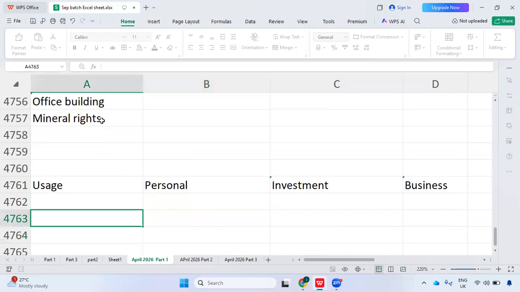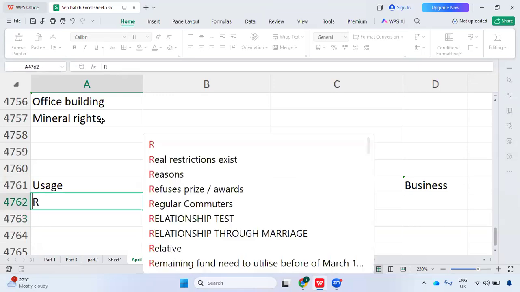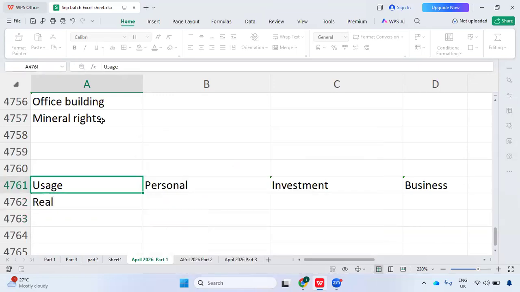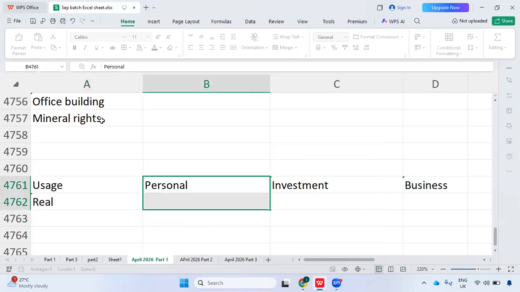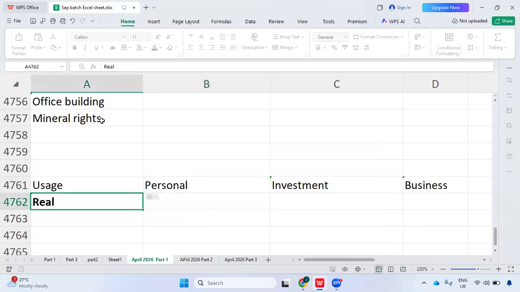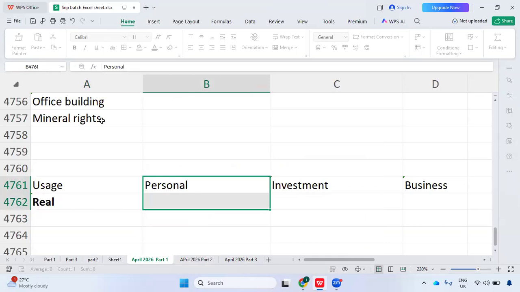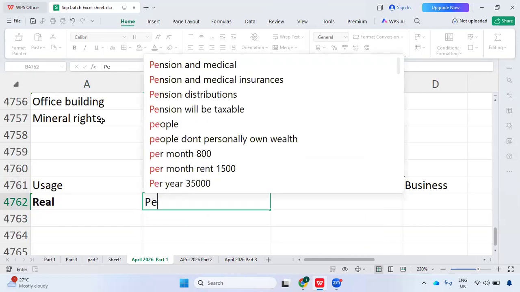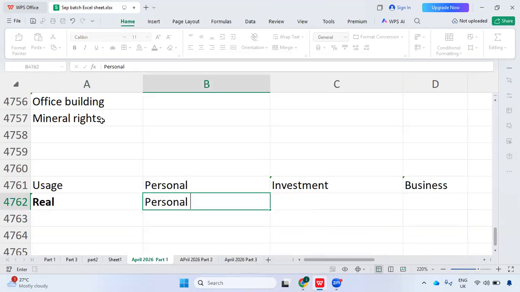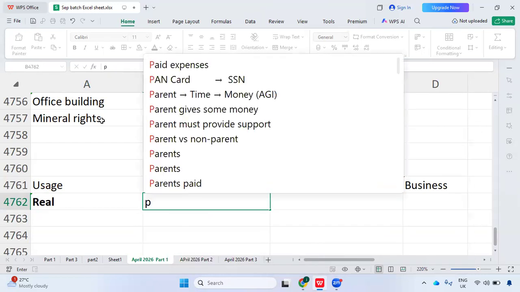Now, looking at the types of property in general, real property and personal property: real property which we use for personal use. The best example for this category is a personal or principal residence.